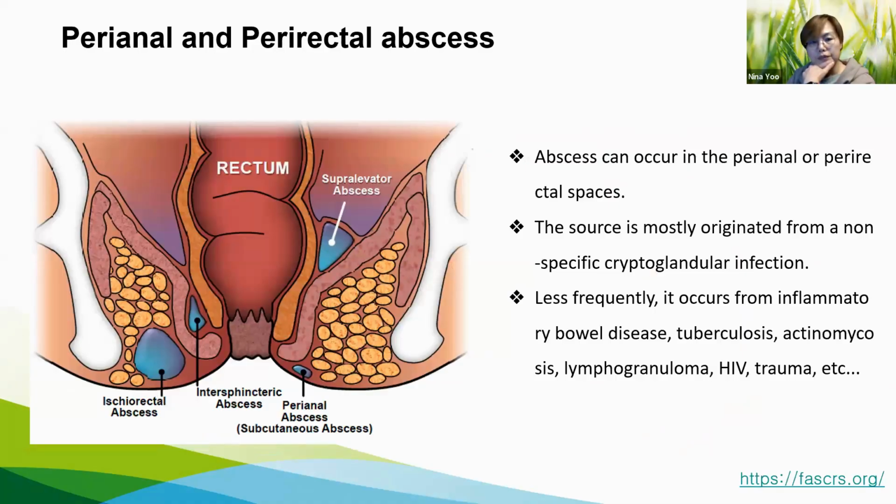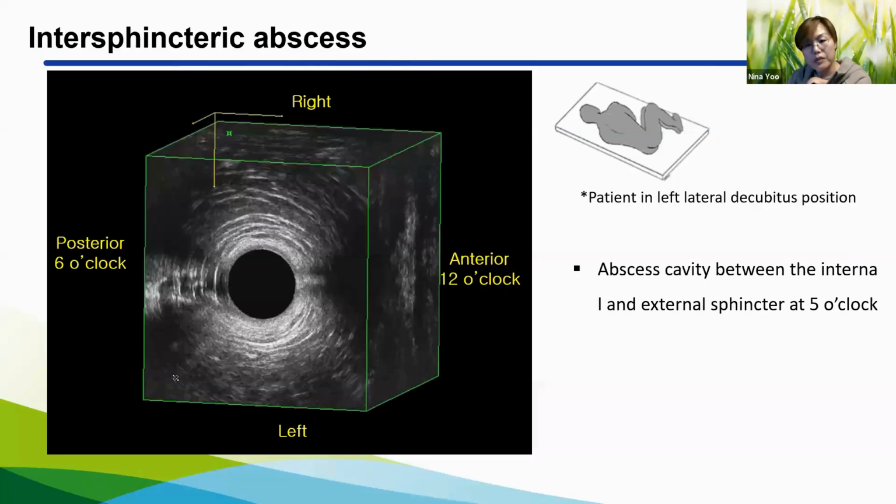A lot of you will probably know where these abscesses can occur, like the supralevator abscess, rectal abscess, and intersphincteric abscesses. These spaces are potential spaces for abscess. I'll show you a few examples of how an abscess appears in the transanal ultrasound.